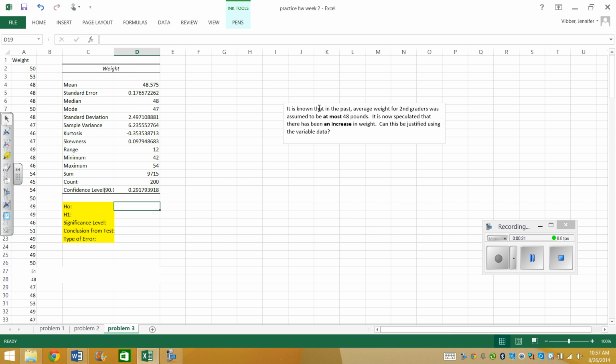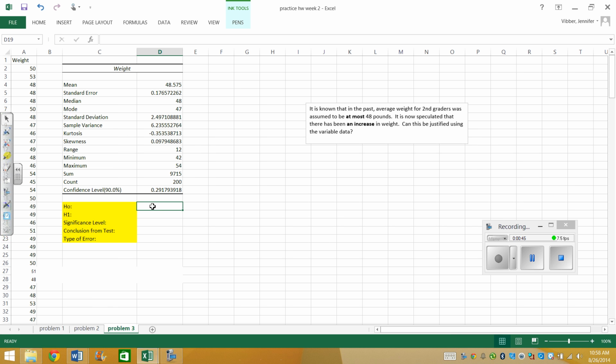In question 3, it's known that the average weight for second graders is at most 48 pounds, and we're speculating that there's been an increase. Anytime you're speculating that there's been an increase, or you're speculating that there's been a decrease, that's a one-tailed test. And when you use Excel for a one-tailed test, you're still using a 5% confidence level or 5% significance level.